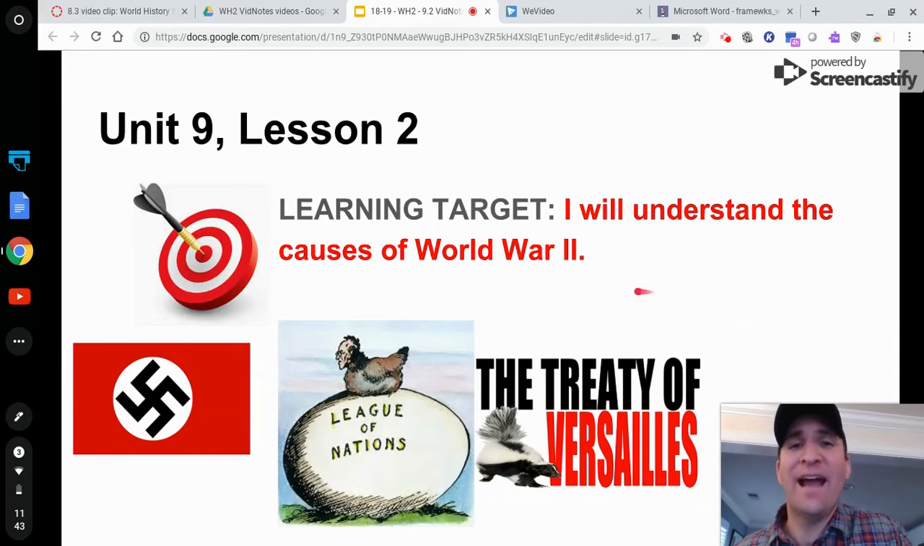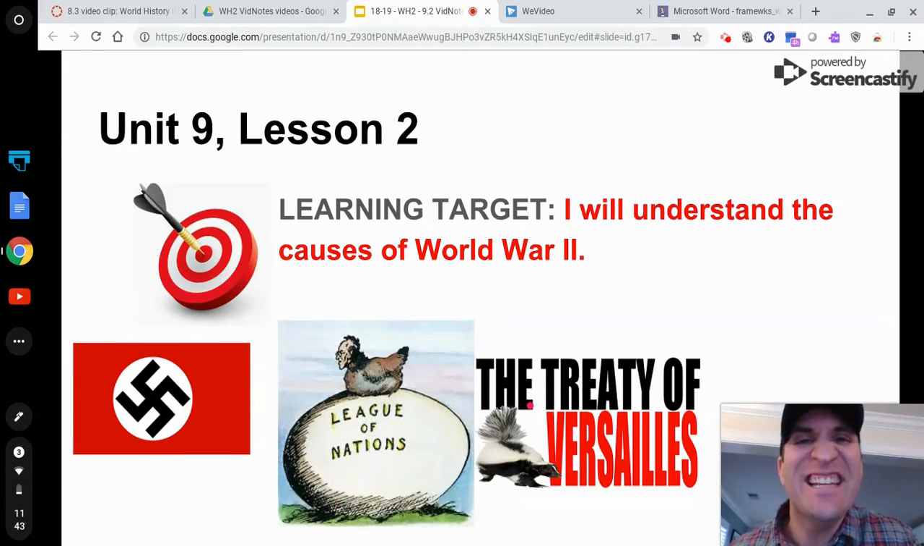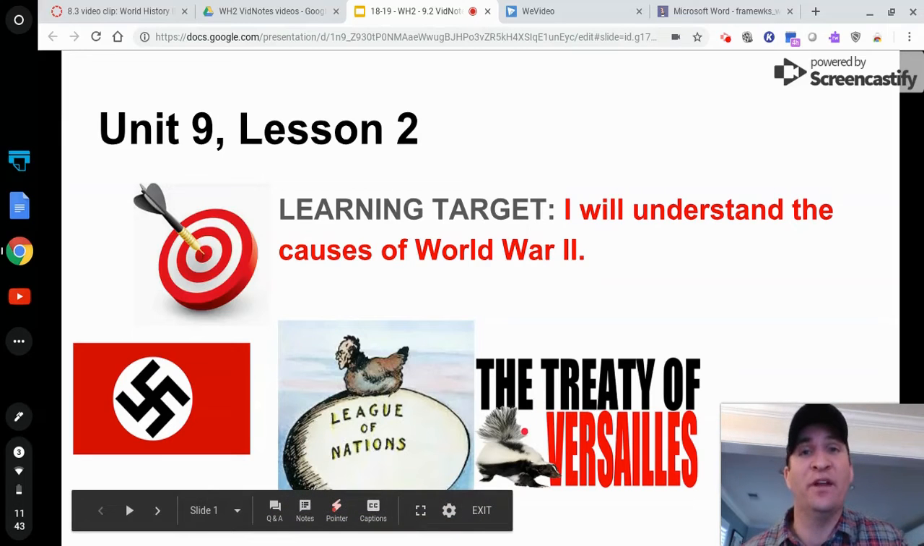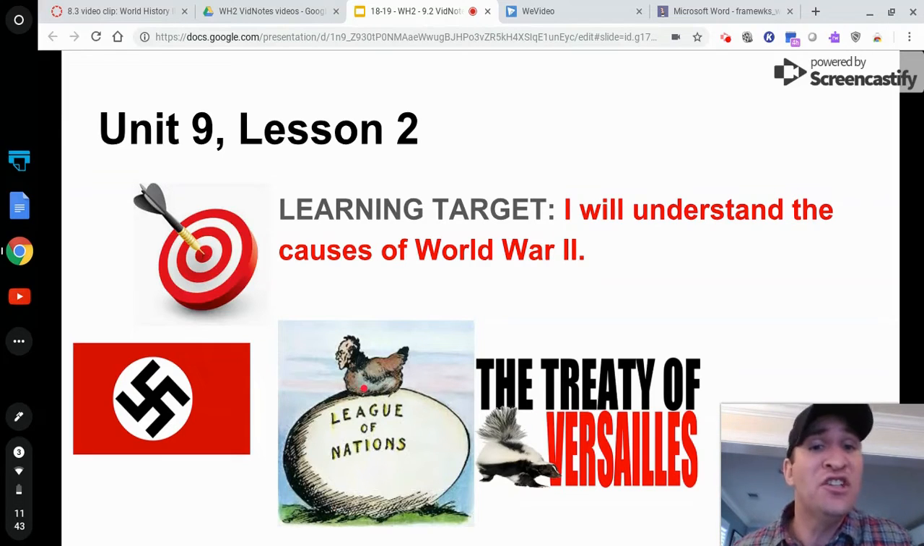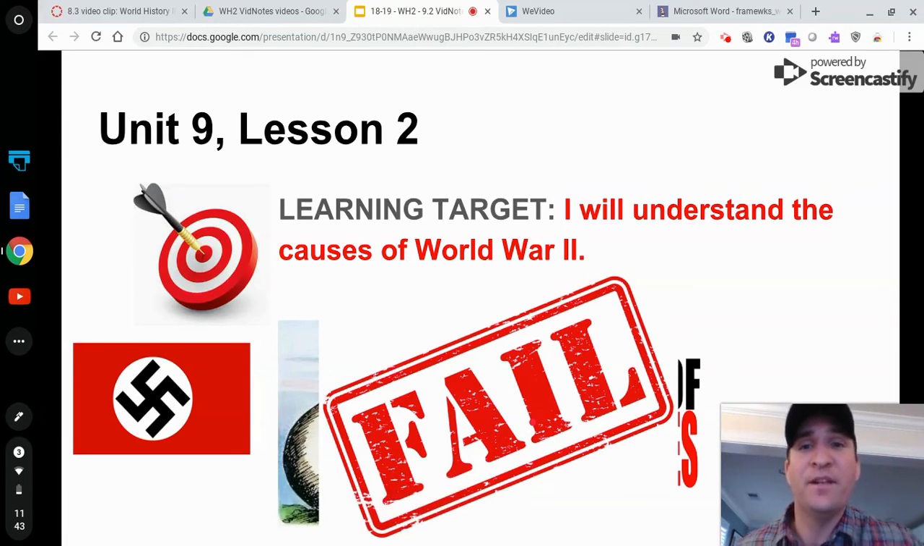First, write down the learning target on your page. I will understand the causes of World War II. The Second World War involves the Nazis and the friends of the Nazis. It involves the League of Nations and the Treaty of Versailles, and the stinky Treaty of Versailles because it blames Germany, giving rise to the Nazis. But both the League of Nations and this treaty fail. It's the fail stamp. Time to talk.